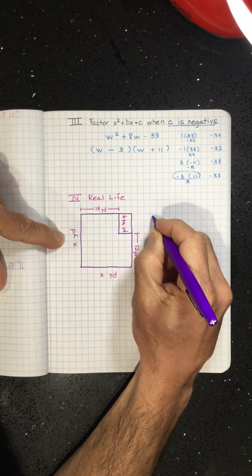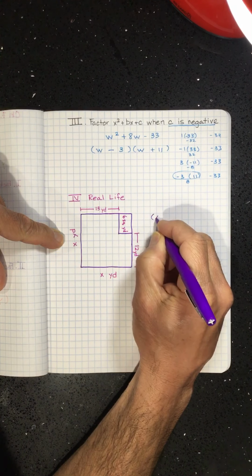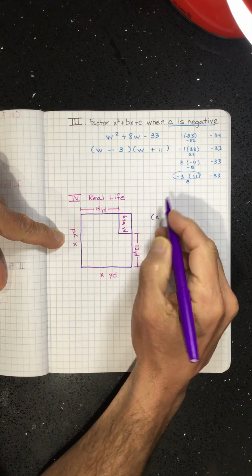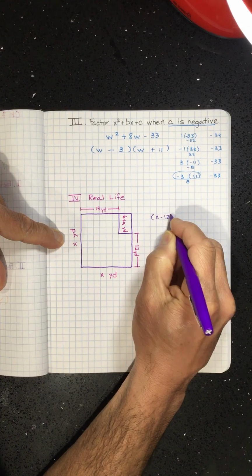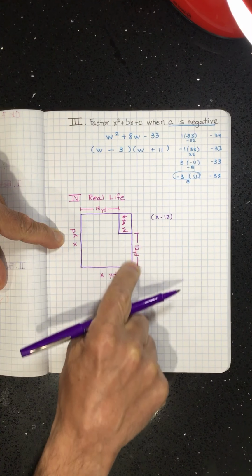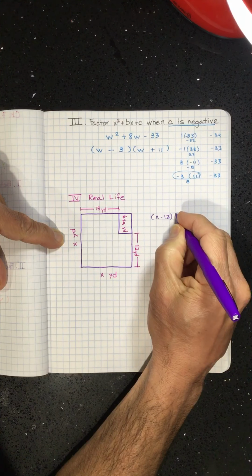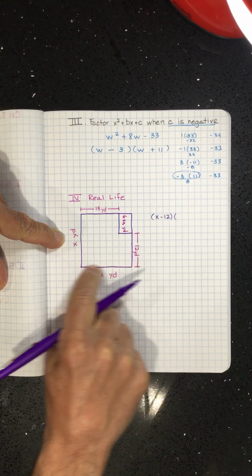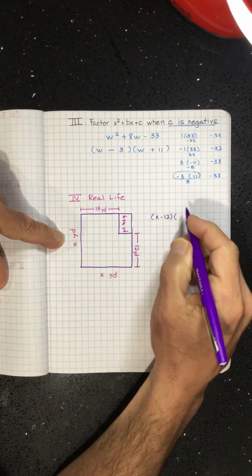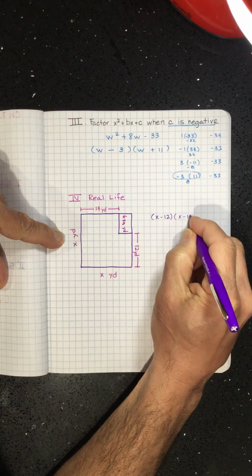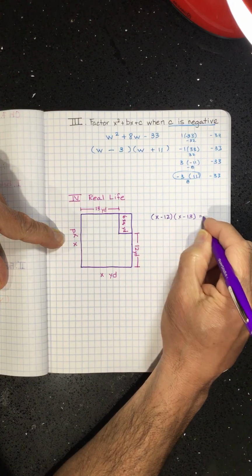So what we're going to write is x minus 12. And again, that's because from here to here is 12, and this is x. So we're cutting it off, right? And then that's times the quantity of x, and then we'll subtract 13 from that. And it's all going to equal 6.